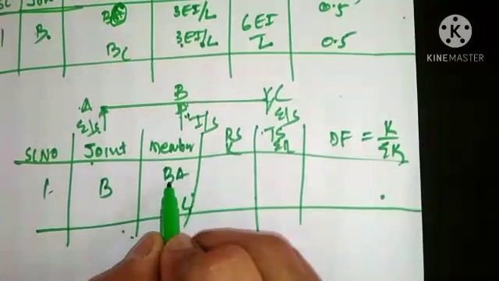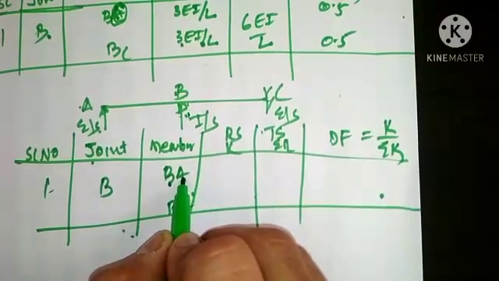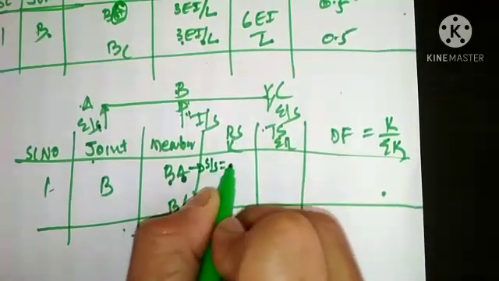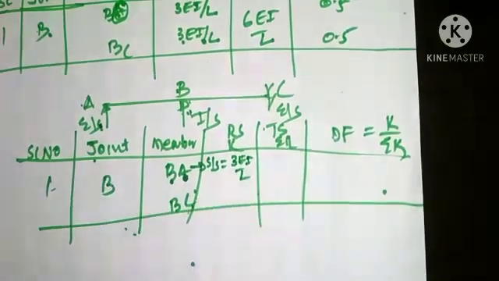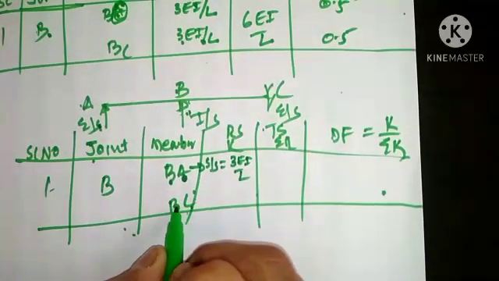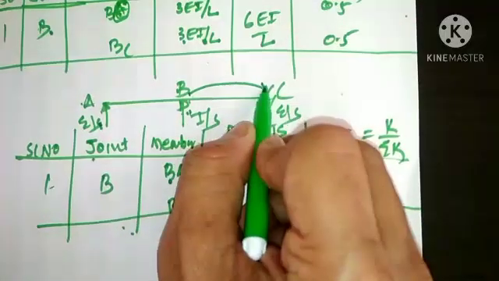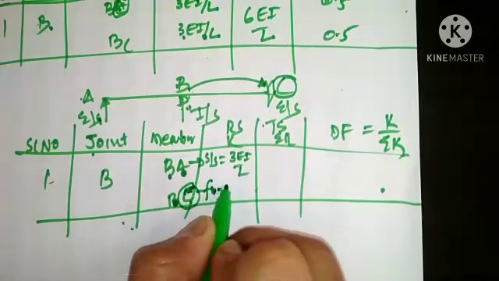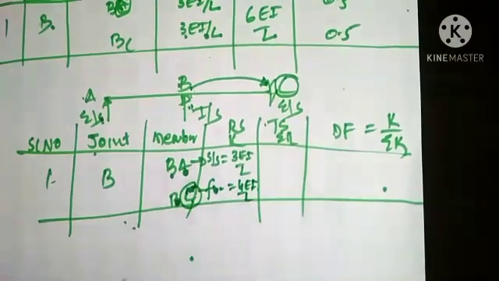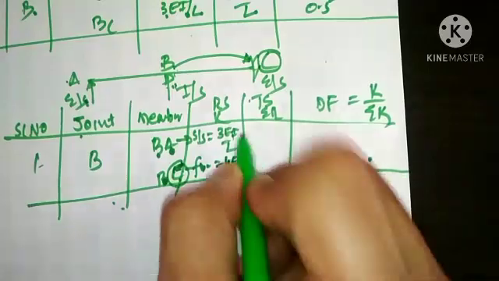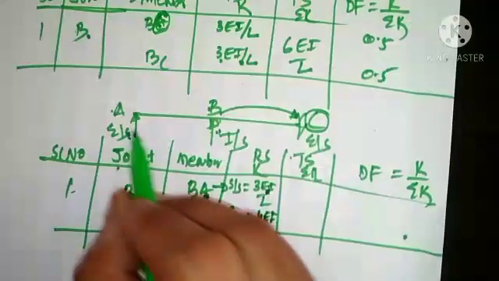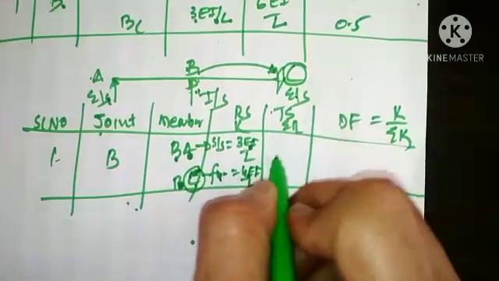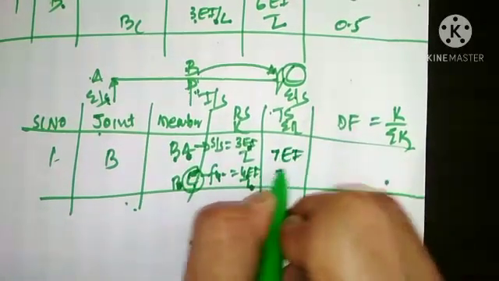So when I write BA, I need to look at what type of support A is. A is an end support and type of support A is simply supported. So what should be the formula now? 3EI by L. Likewise, if I stand at B and look at support C, now C is fixed. So formula will be 4EI by L. Now 3EI by L, 4EI by L. Here it is 3EI by L because A is simply supported. Here it is 4EI by L because it is fixed support. If we add both, the total shall come out as 7EI by L.